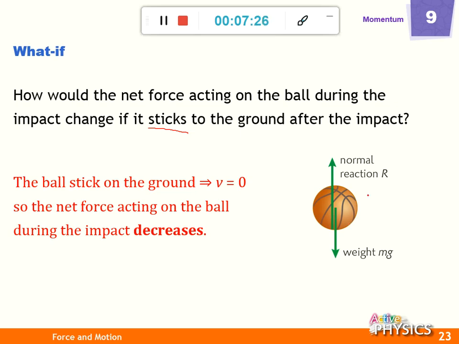But why? Because you need not push it upward. You just need to stop it. Okay? Then you should provide a smaller force to stop it. You need not push it upward. Then the net force should be smaller than before.